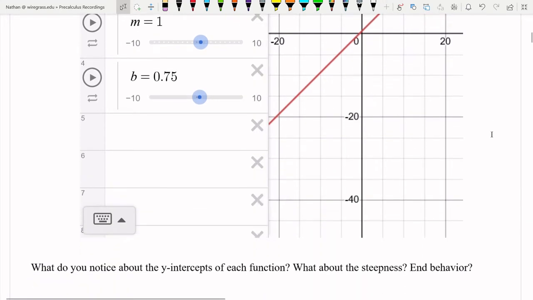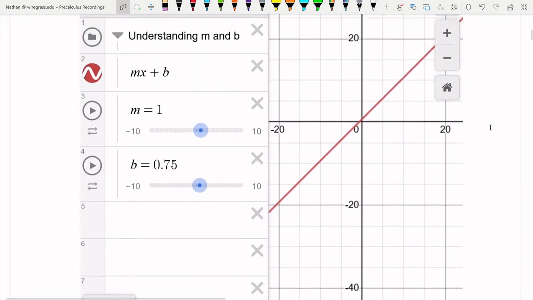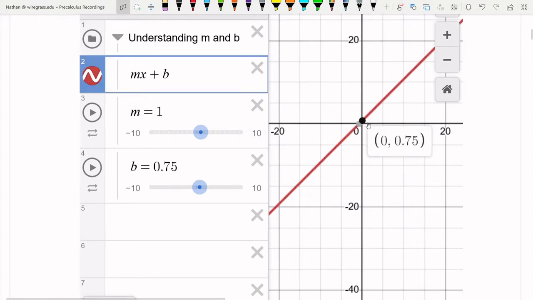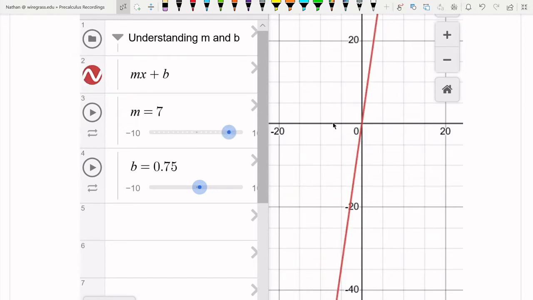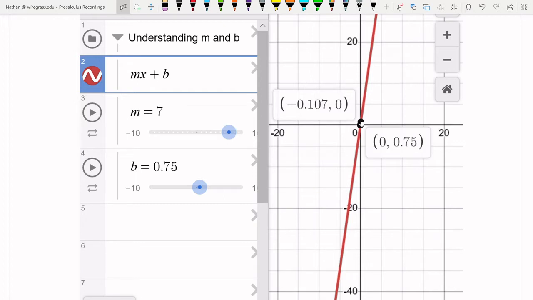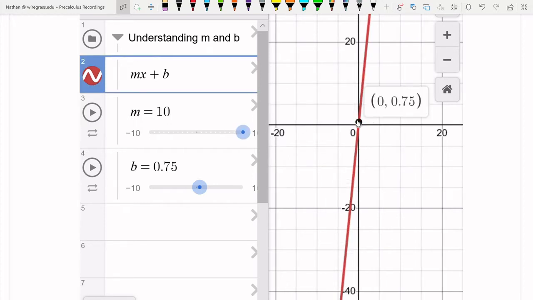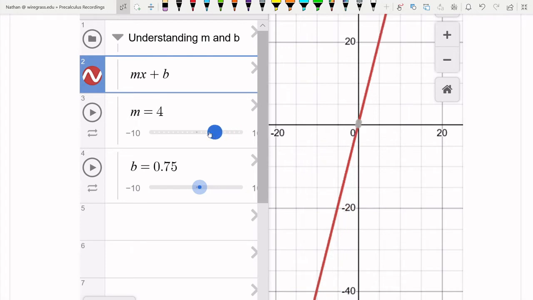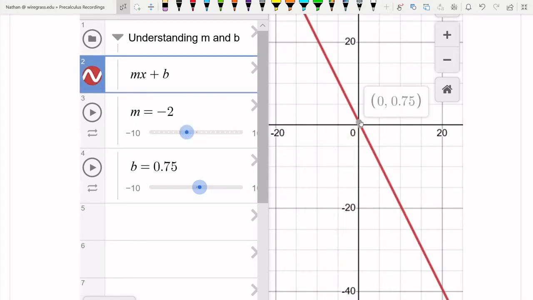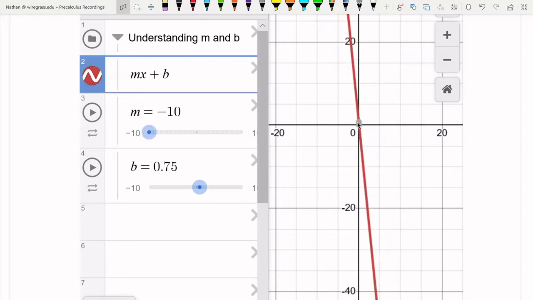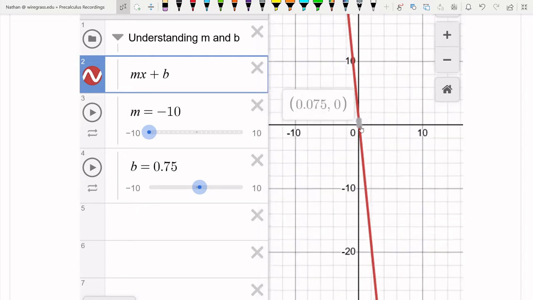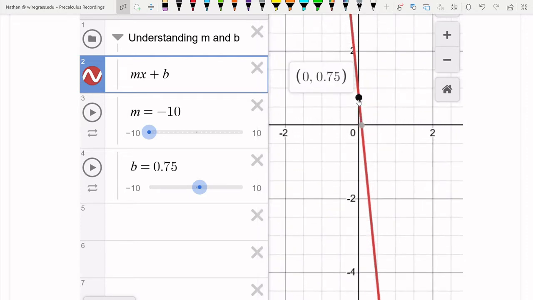And so the question was what do you notice about the y-intercepts of this graph? If we look at this y-intercept, we have a y-intercept of 0.75. If I change m, I have a y-intercept of 0.75 again. Increase m some more, y-intercept of 0.75. If I decrease m, still y-intercept of 0.75. Increase or decrease m all the way to -10, still 0.75. I can zoom in and that's the y-intercept that I'm clicking on right here.